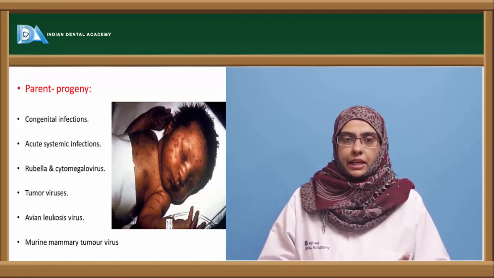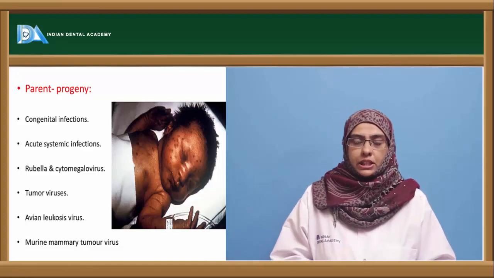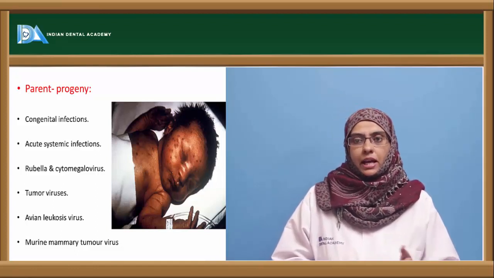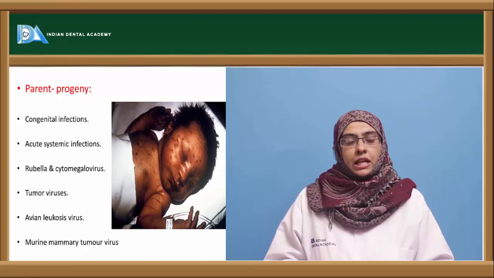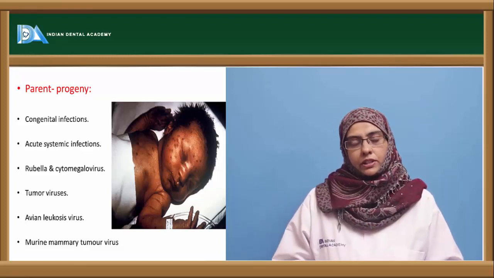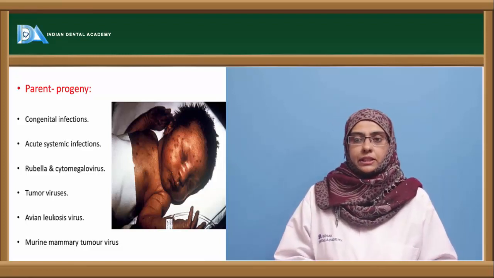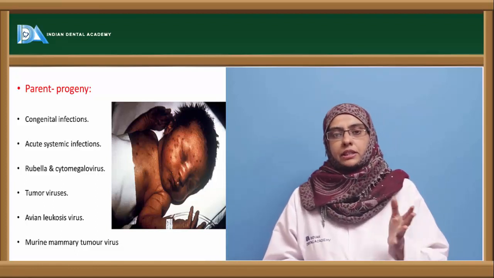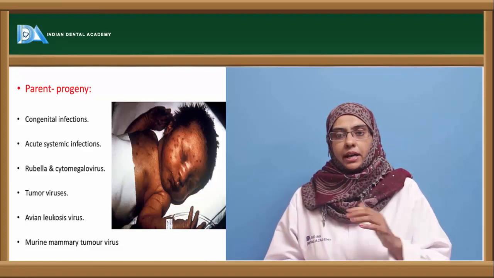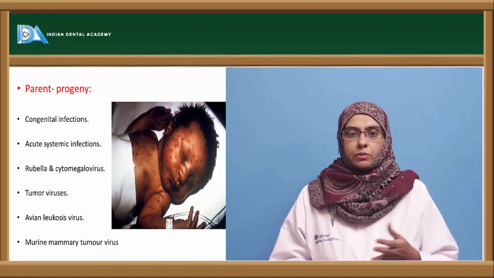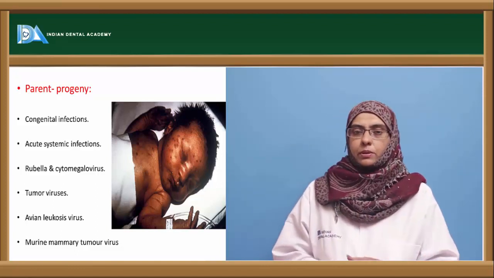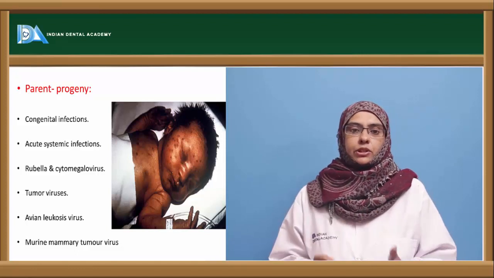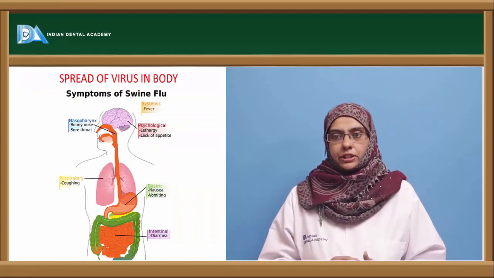So there can be acute systemic infections that are caused like rubella and cytomegalovirus, and the vertical transmission of the tumor viruses can also take place, and in the case of avian leukosis virus, the transmission is via the ova, and in the case of murine mammary tumor virus, the transmission is through the breast milk. So it is the transmission of the virus from the parent to the progeny.